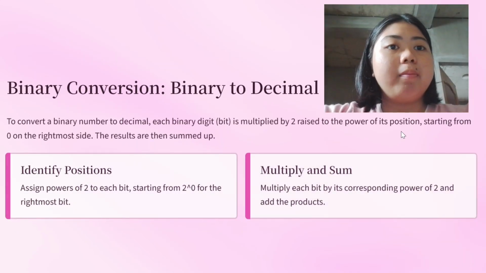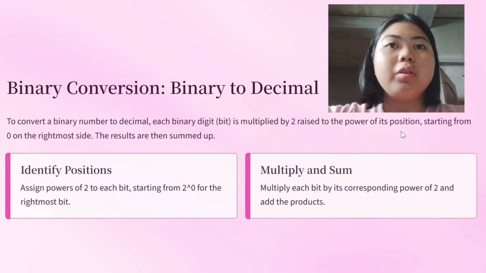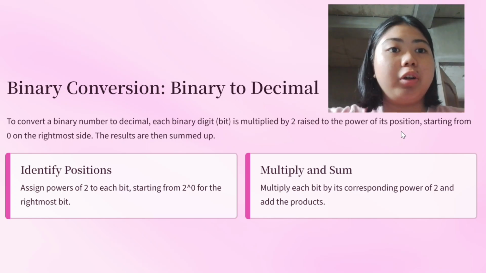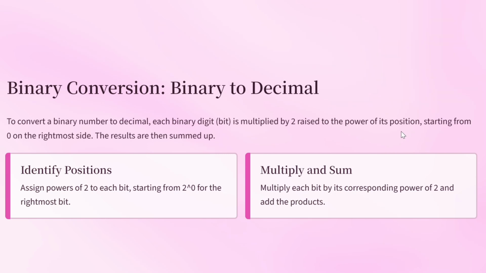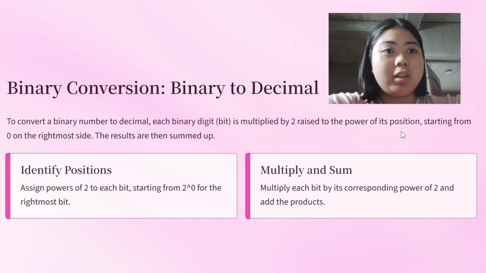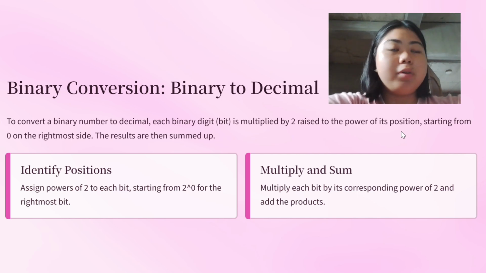Binary conversion: binary to decimal. To convert a binary number to decimal, each binary digit or bit is multiplied by 2 raised to the power of its position, starting from 0 on the rightmost side, and the results are then summed up. We have 2 steps. First, identify positions. Assign powers of 2 to each bit, starting from 2 raised to 0 for the rightmost bit. Then we multiply and sum. We multiply each bit by its corresponding power of 2 and add the products.